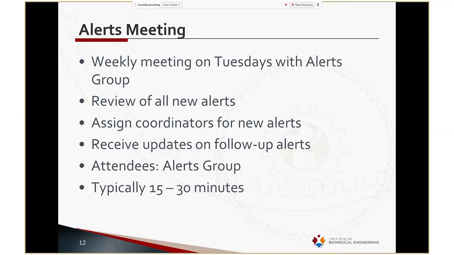Within these meetings, we review all new alerts. We assign coordinators for those alerts. And then we also receive updates on follow-up alerts that were tagged for follow-up during the week of the meeting. Typically, these meetings last about 15 to 30 minutes. In the pilot phase, when our group was a bit smaller, that was the time range, and now that we've grown the group, and we have participation from all teams across the Lower Mainland, we're still seeing that it fits within that 15 to 30 minute time frame. So we try to keep them as efficient as possible because we recognize it's a lot to ask to have every single team on a weekly call.